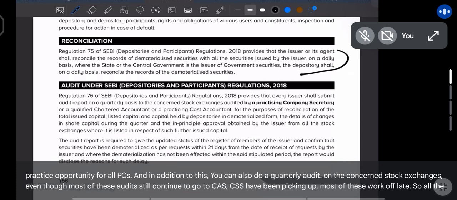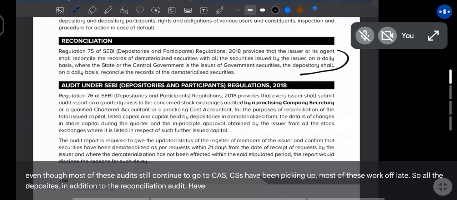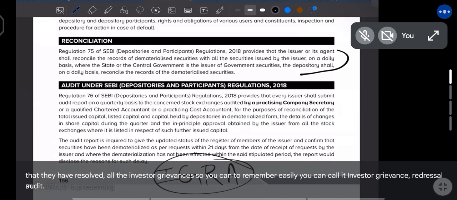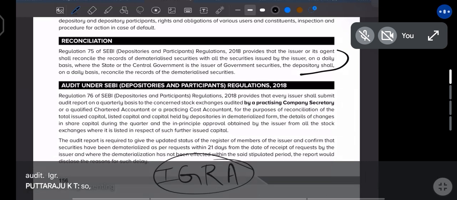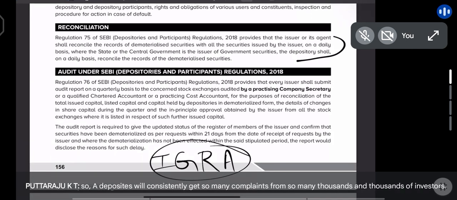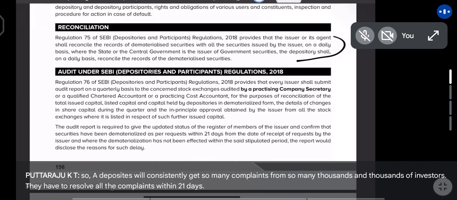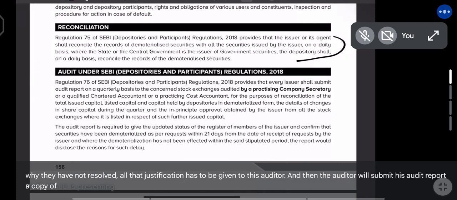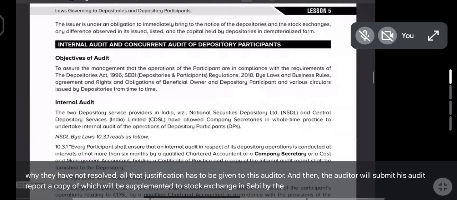So all the depositories, in addition to the reconciliation audit, have to also perform an additional audit on a quarterly basis, confirming that they have resolved all the investor grievances. To remember easily, you can call it Investor Grievance Redressal Audit, IGRA. Depositories will consistently get complaints from thousands and thousands of investors. They have to resolve all the complaints within 21 days. Whether they have resolved or not, how many complaints are pending, why they have not resolved, all that justification has to be given to this auditor, and then the auditor will submit his audit report, a copy of which will be submitted to Stock Exchange and SEBI by the depository.